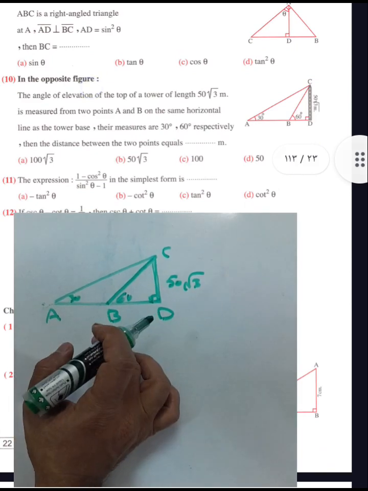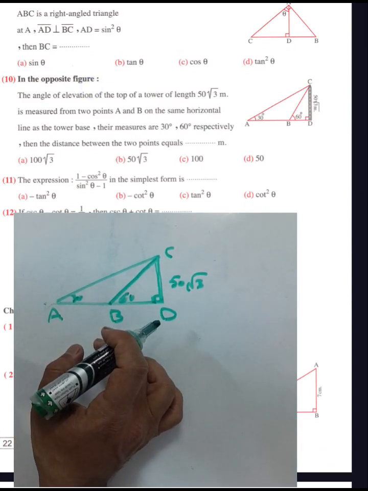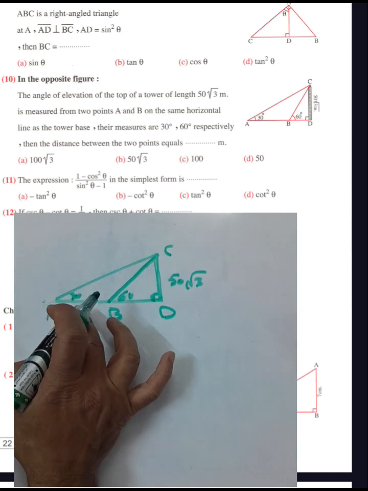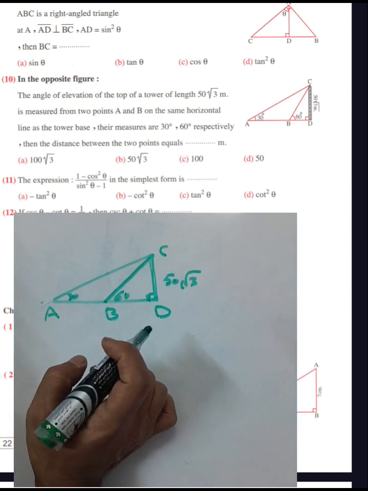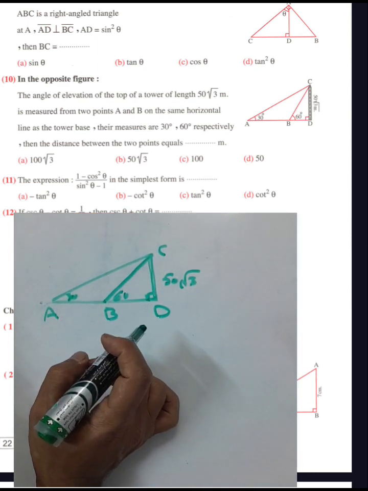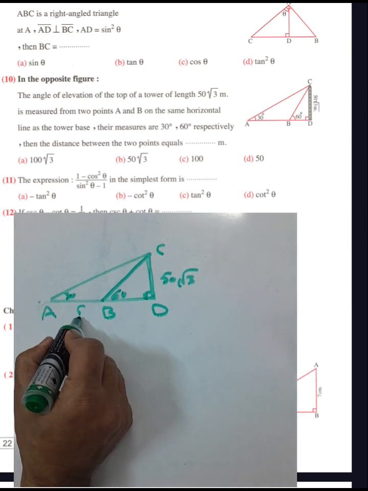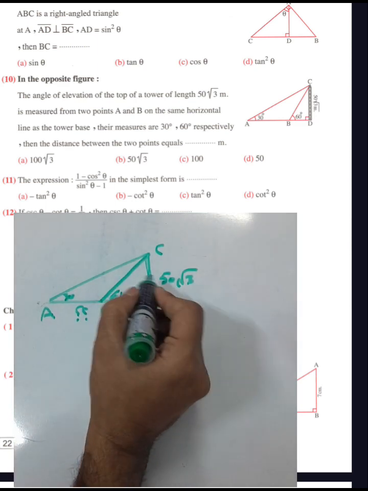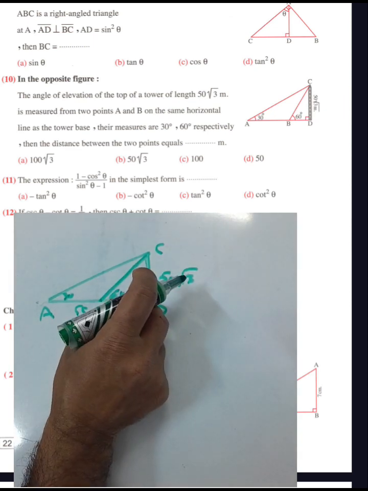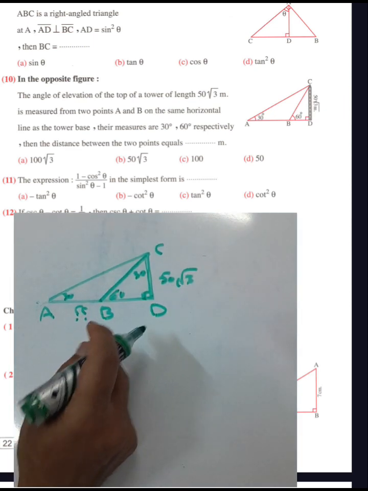Okay, the deviation angle here was 30 degrees, and the length here is 50√3, measured from the two points A and B. We want to find the distance here between A and B. Okay, we have here 60, it will be 30. Then the length here, we can find the side length from the smallest triangle.